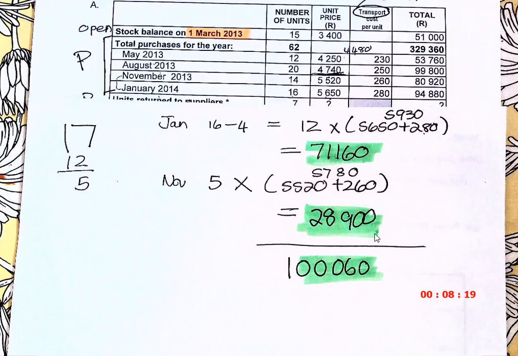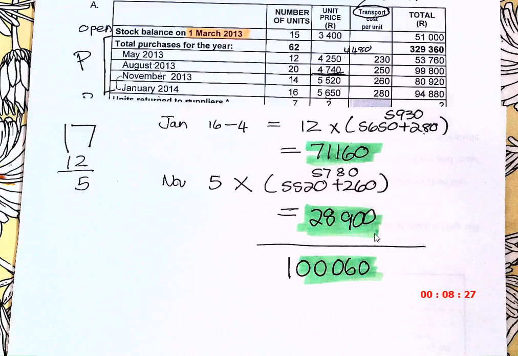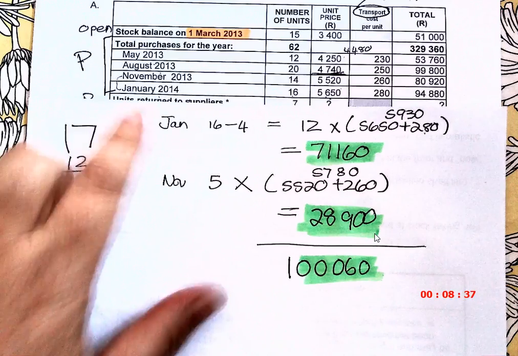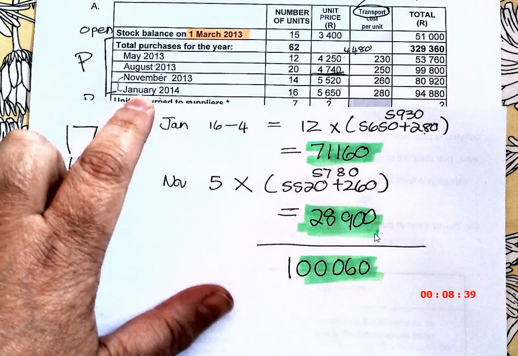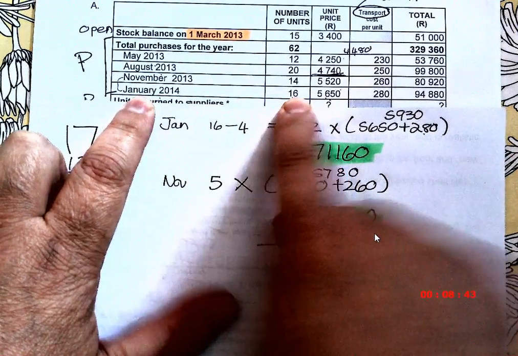I didn't include May because I assume those stocks are sold. Because if you look at it, we say FIFO, assuming first in, first out. So the stock that's not sold yet would be the newest ones. So I start with the newest ones, which would be the latest batch. So I start with January, and then I go back to November.